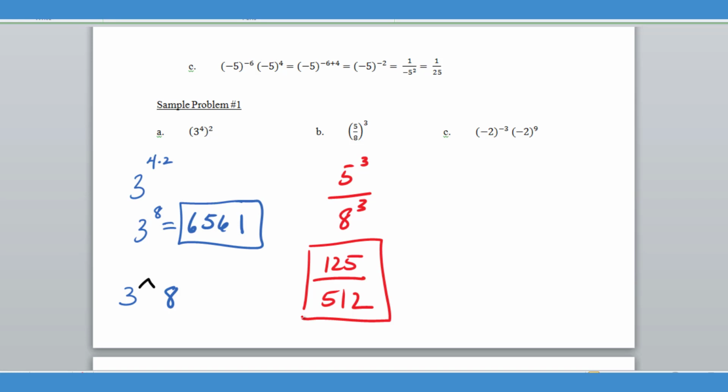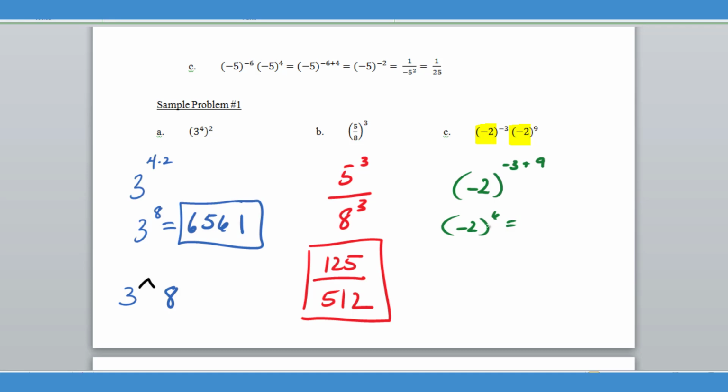Now, here's one where we have two parts being multiplied. You could approach this one of a couple ways. Since the negative 2's are the same base, we can actually take the exponents and add them together. And so that would simply leave us negative 2 to the 6th power.